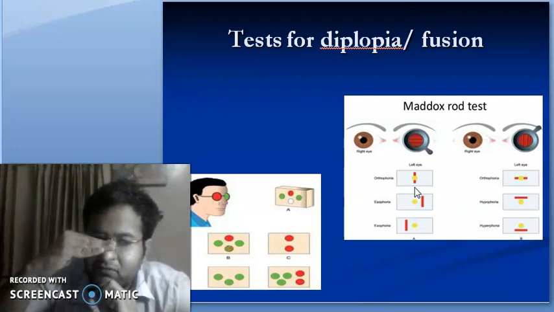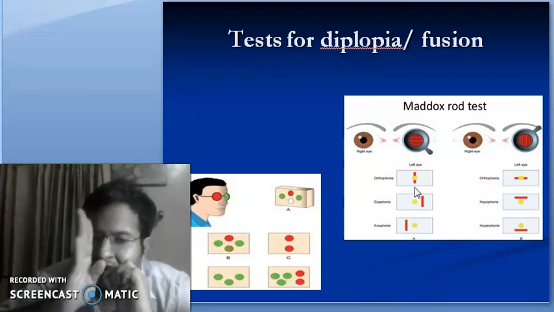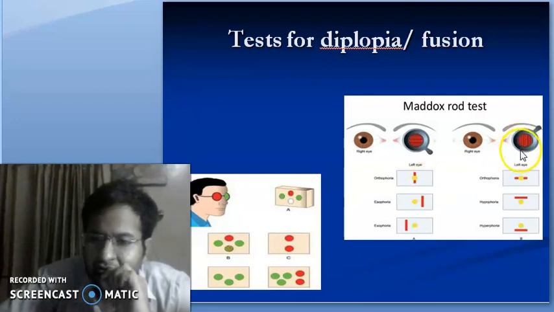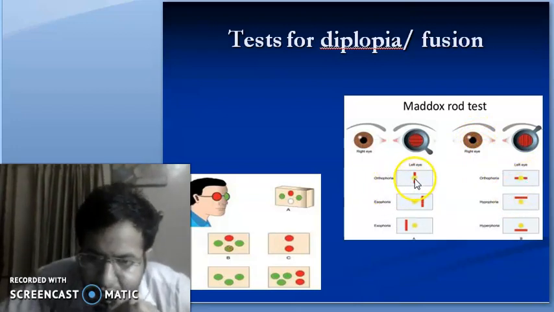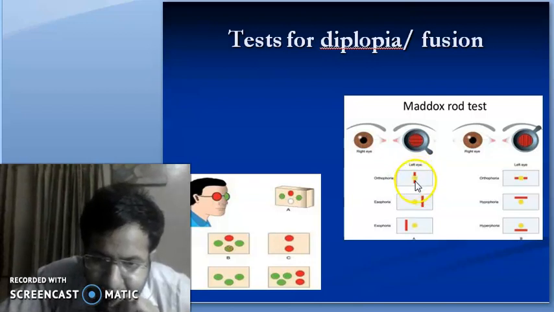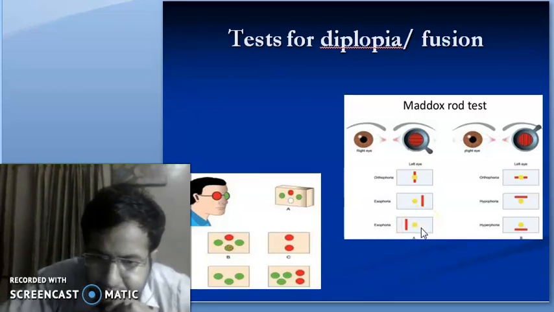If the Maddox rod is placed horizontal, the red line will be vertical, and if the Maddox rod is vertical, the red line will be horizontal, and from the other eye we will see the point source of light. If there is orthophoria, then this point source of light will lie on the line. If there is exophoria or esophoria, then the point source will shift towards the left or the right.